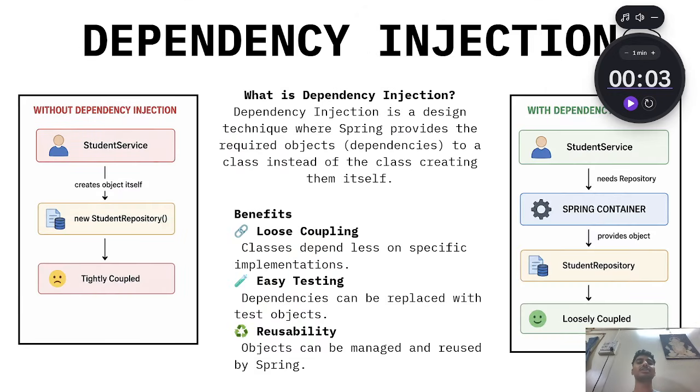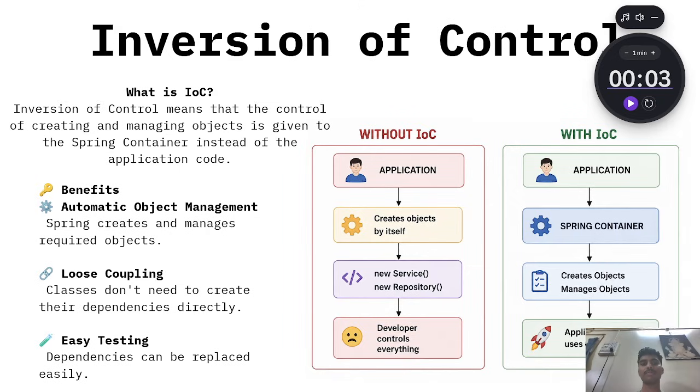Moving on, dependency injection. Now, what is dependency injection? It is a design where Spring provides the required objects to a class instead of the class creating them itself. What are the benefits? Easy testing and reusability. For example, with dependency injection, we have Spring Boot, the container, the student repository, and loosely coupled data, which requires less time consumption, and it is easy for deployment.